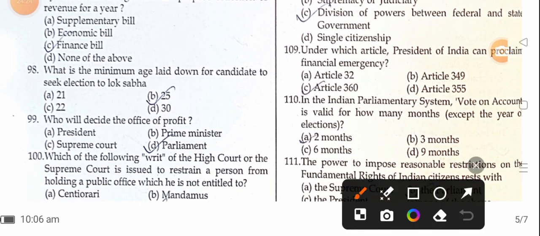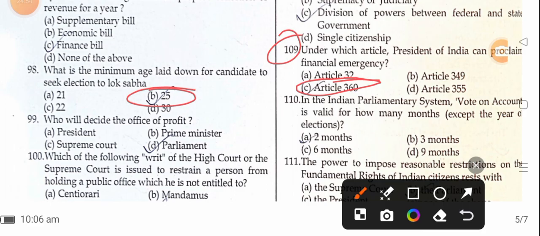What is the minimum age for a candidate who will seek election to Lok Sabha? His age should be 25. The minimum age should be 25. Take a look at question number 109. Under which article can the President of India proclaim a financial emergency? Article 360.